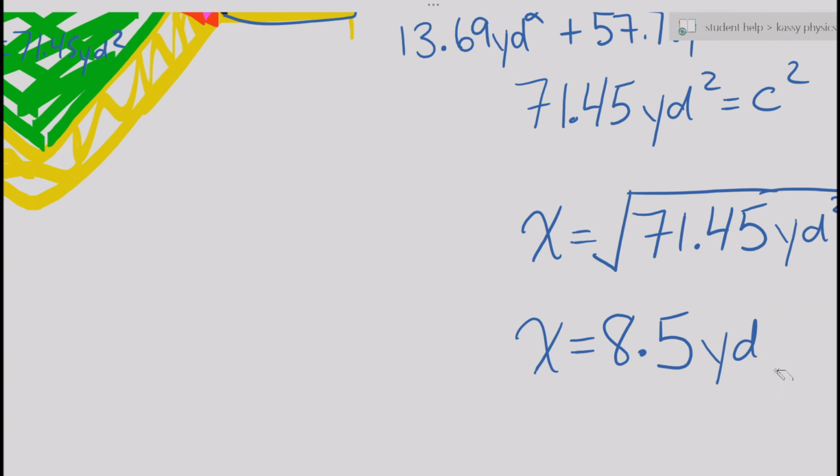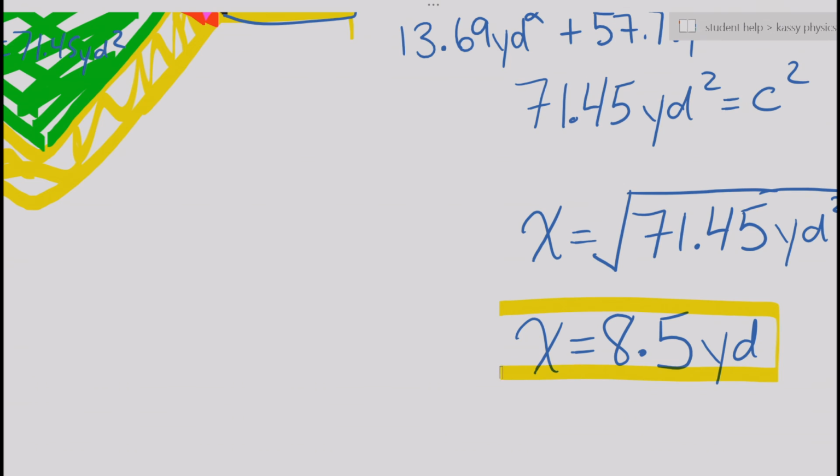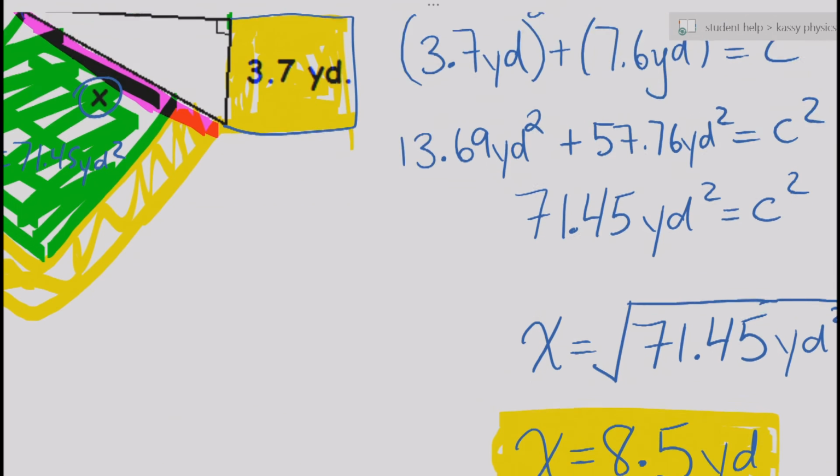Keep in mind that was yards squared, but our answer isn't in area. It's a straight line measurement, which means it's in yards, not yards squared. Just a straight line.